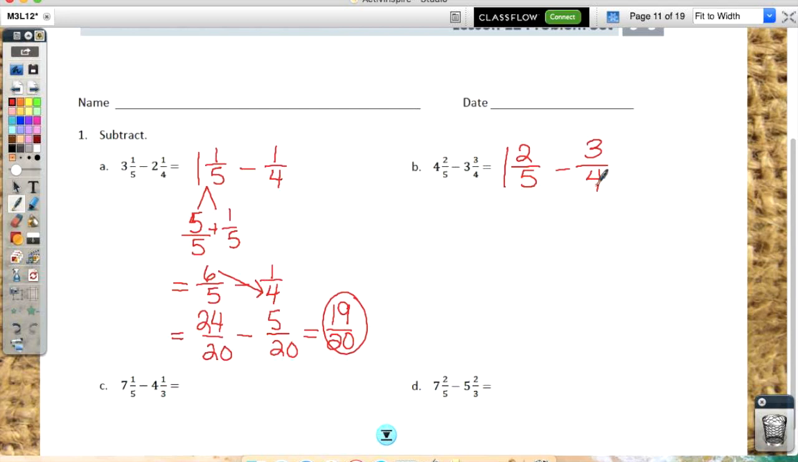Okay, what do I do now? Put your 5/5 in your 1. Check first. Is 2/5 larger or smaller than 3/4? Smaller. So I have to use the 1. So you're right. I'm going to put 5/5 plus 2/5. That's going to give me 7/5 minus 3/4.